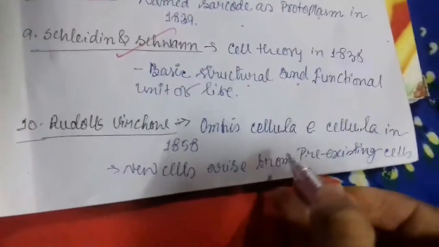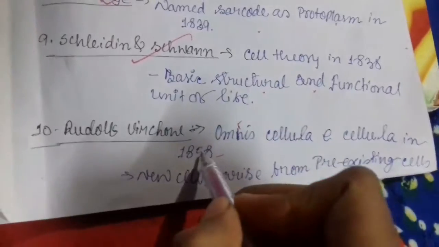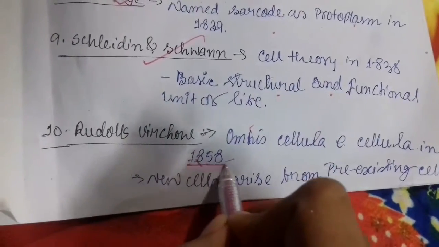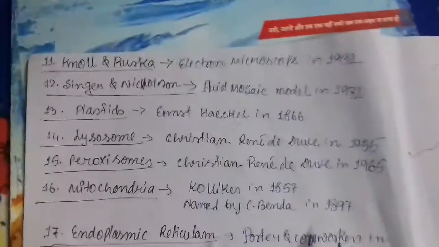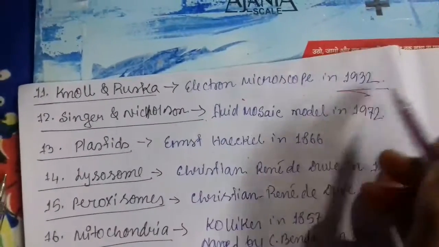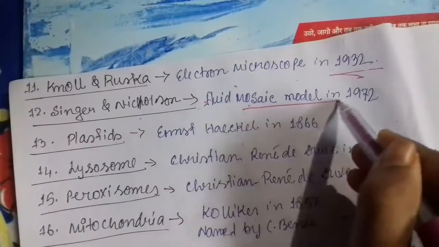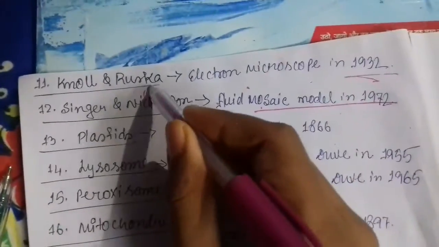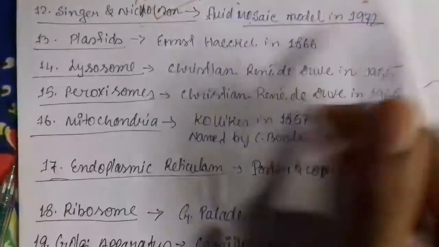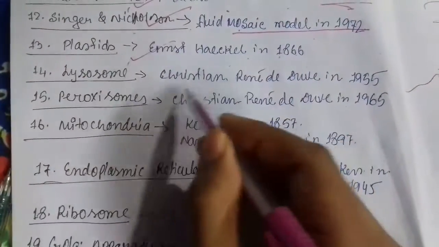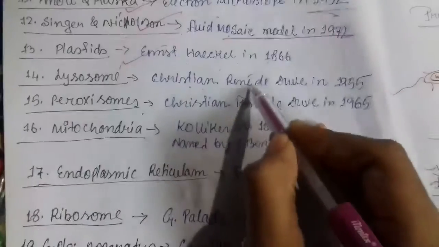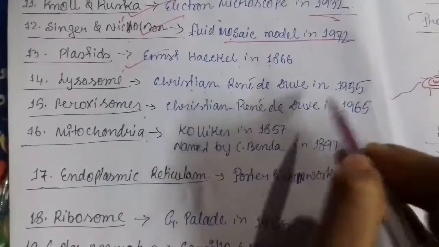Then Rudolf Virchow said omnis cellula e cellula, meaning new cells arise from pre-existing cells. He said this in 1858. Then came Knoll and Ruska, who made the electron microscope in 1932. Then Singer and Nicolson proposed the fluid mosaic model in 1972. Plastids were discovered by Ernst Haeckel in 1866, lysosomes and peroxisomes by Christian de Duve in 1955 and 1965 respectively.